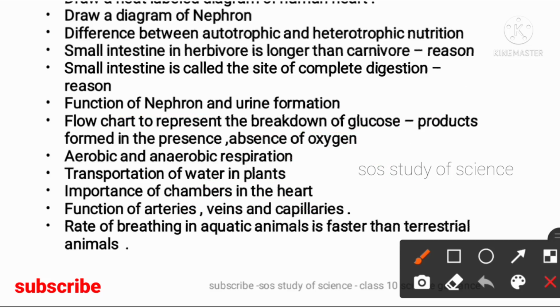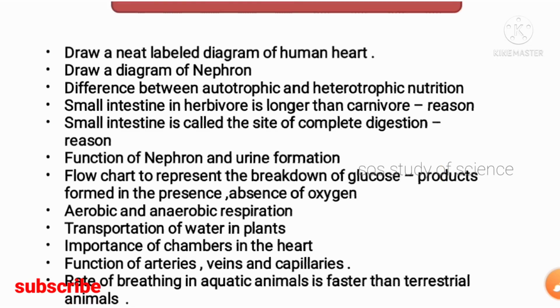And the rate of breathing in aquatic animals is much faster than in terrestrial animals. Why? Because aquatic animals breathe the dissolved oxygen, whereas terrestrial animals breathe the oxygen directly from the atmosphere. That is why the rate of breathing is faster in aquatic animals. So these are the concepts asked in previous year examinations from the lesson Life Processes.